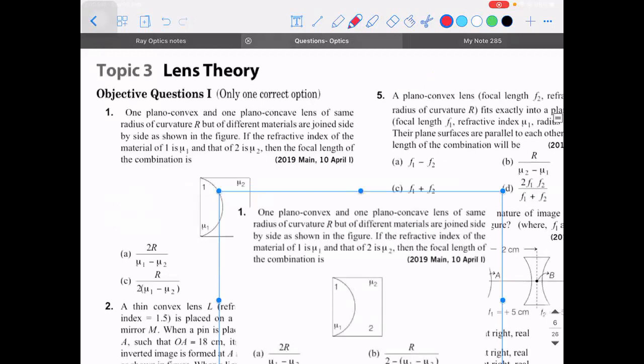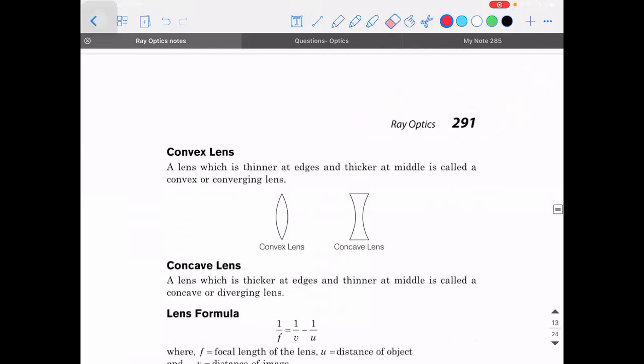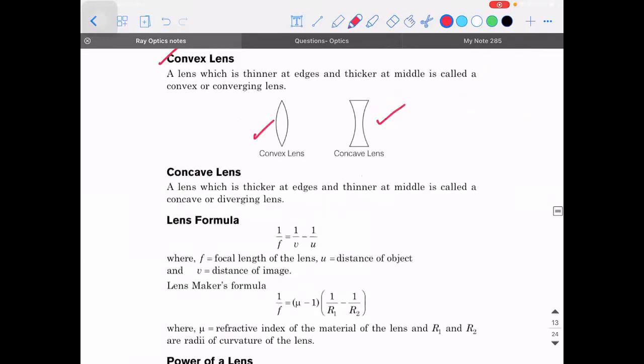So I need to discuss a little bit of lens theory. Let's look into it. What is a lens? A lens is a uniform transparent medium bounded between two spherical surfaces or one spherical and one plane surface. To put it another way, if at least one of the refracting surfaces is curved, then that refracting medium is called a lens. It can be curved on both sides, or curved on one side and plane on the other. A convex lens is something like this, and a concave lens is this. A convex lens is a converging lens, a concave lens is a diverging lens.